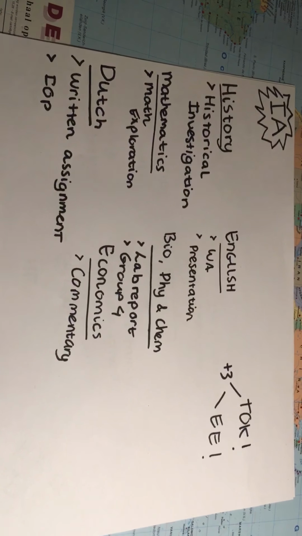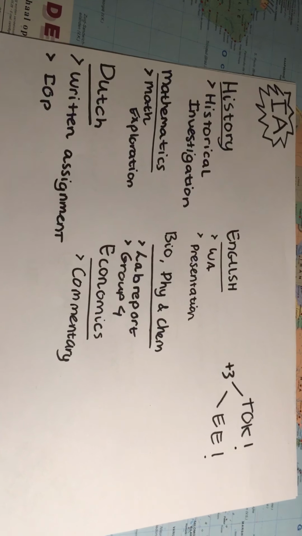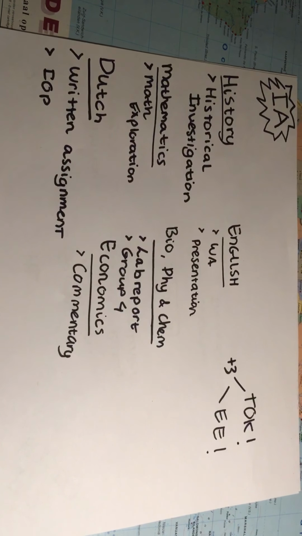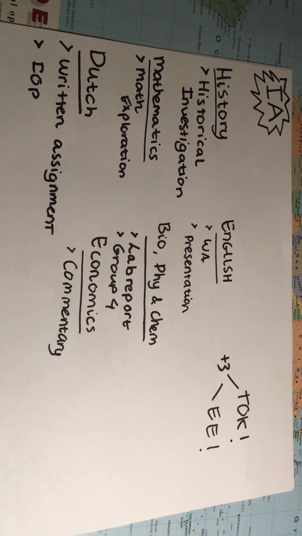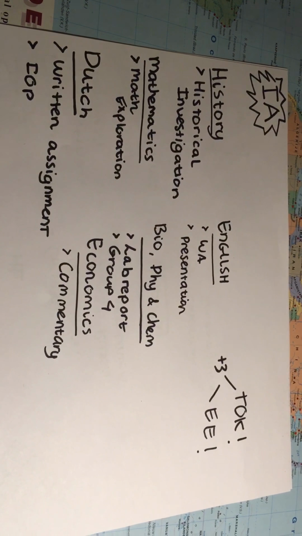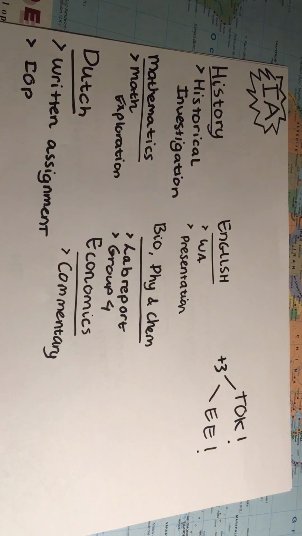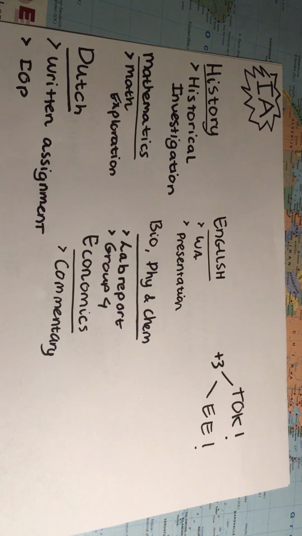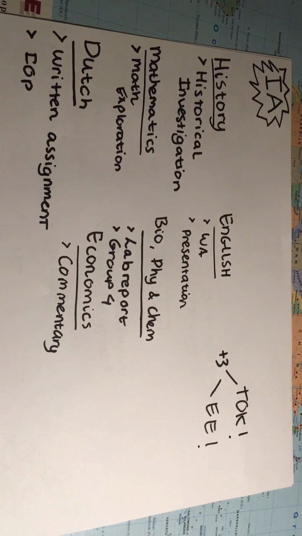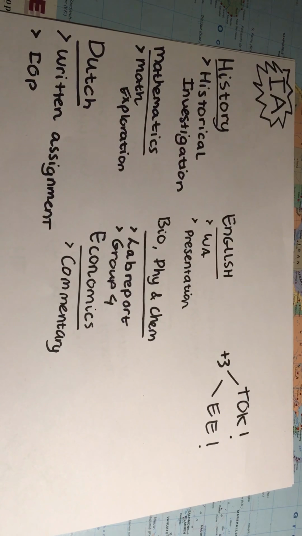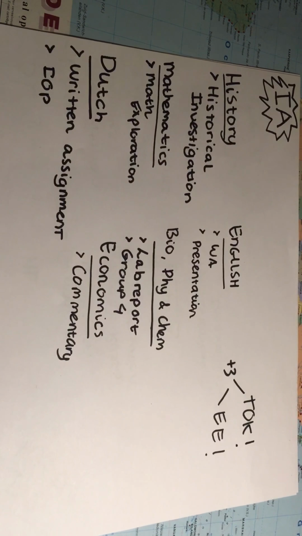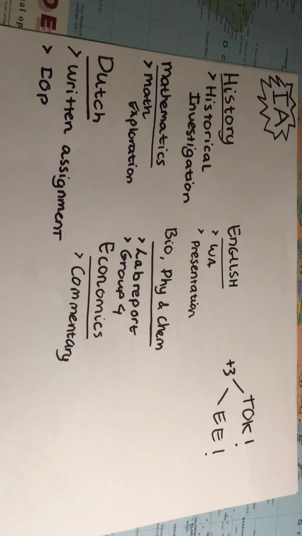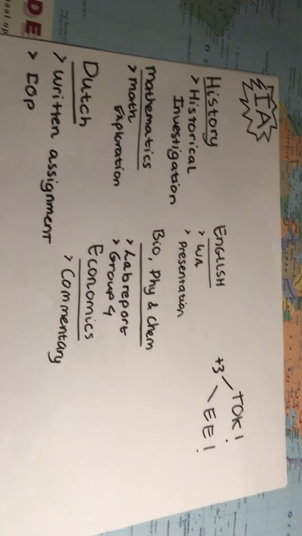Basically, IA is very, very important. If you have an IA deadline soon, drop every other homework you have to do because IA comes first. It's really important. For most subjects, IA counts for 20-25% of your exam grades, depending on if you take higher or standard level. For higher level, it's usually 20. For standard level, it's usually 25.